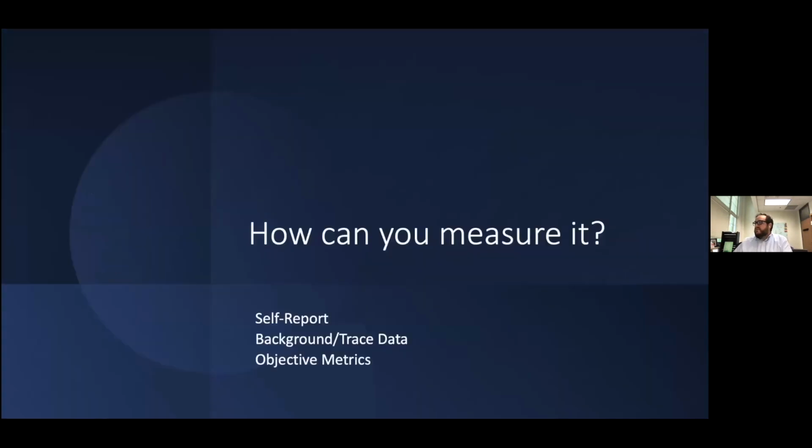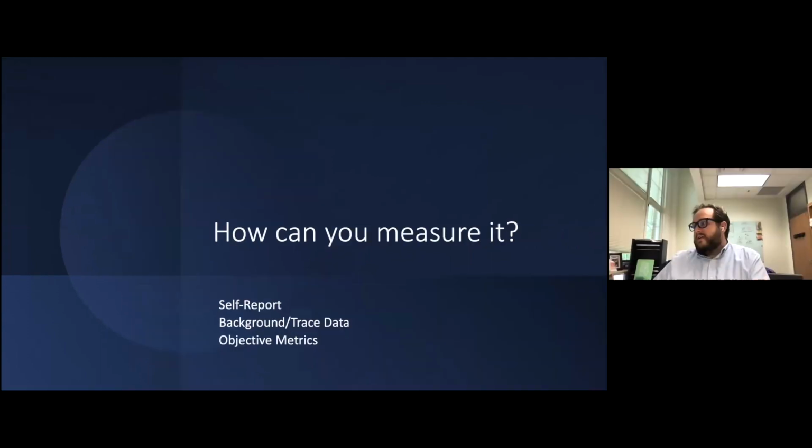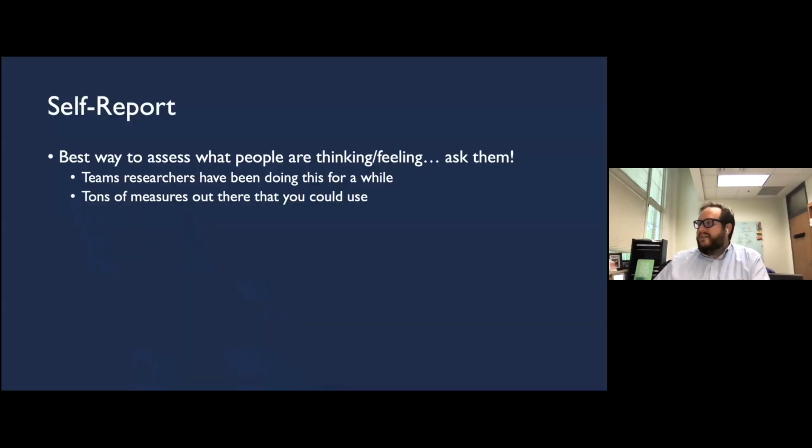Now, we've talked about the constructs, but how can you actually get at these? Well, I categorize them into three main ways, and if I were to summarize this in a sentence, you're going to be using self-report measures, and here's why. The best way to assess what people are thinking or feeling is simply to ask them. There may be biases, and you'll hear a lot about biases associated with self-report measures, but you really can't get into somebody's head without asking them first.